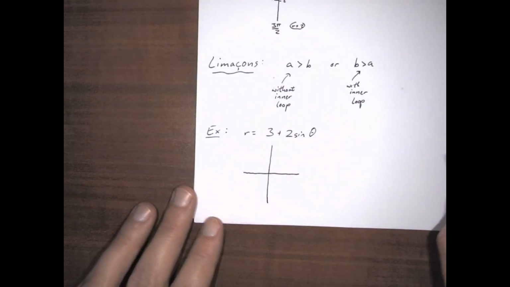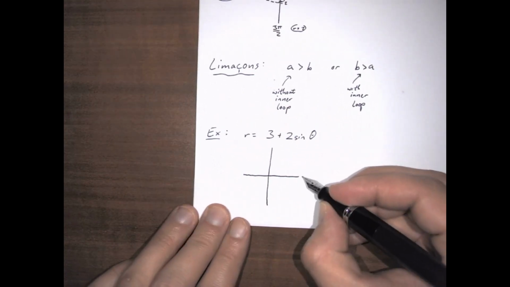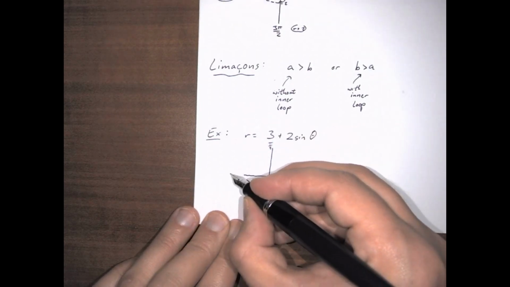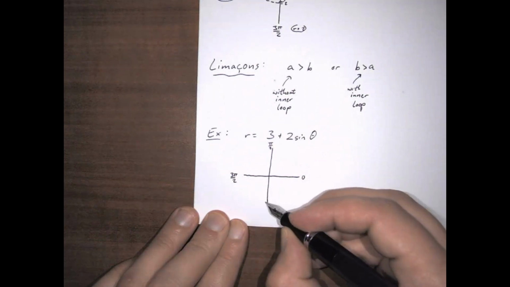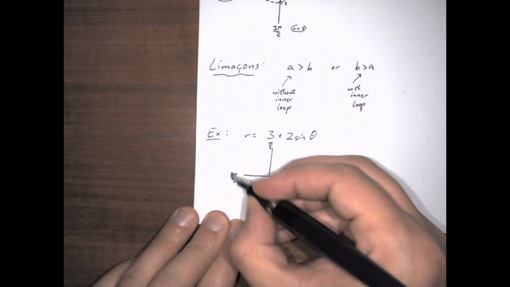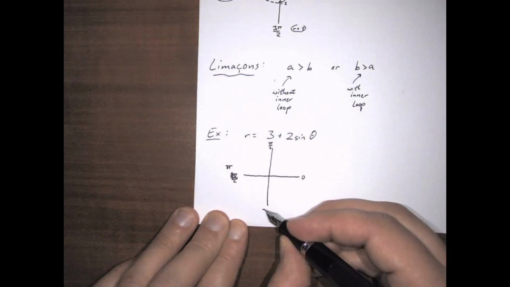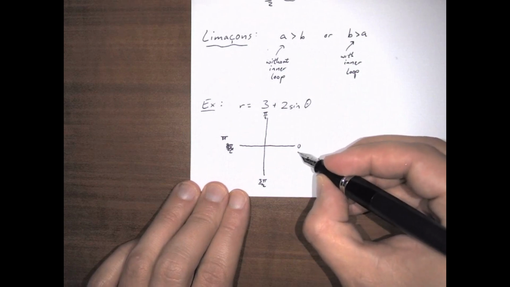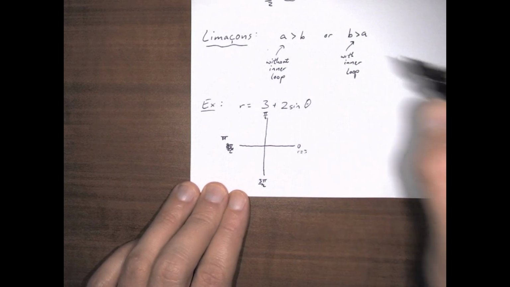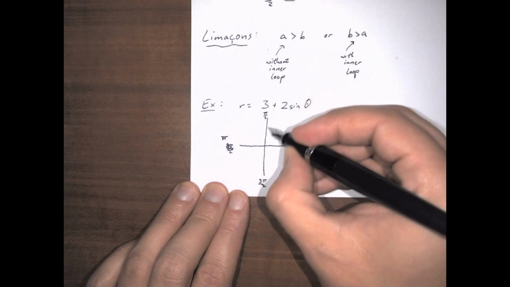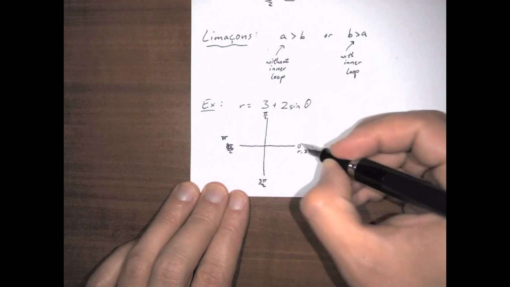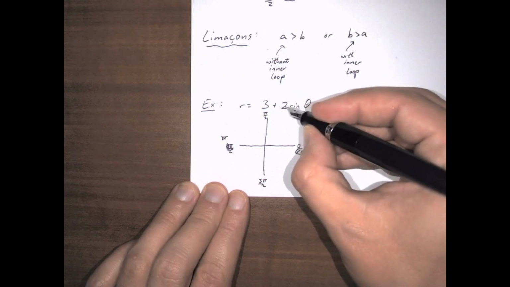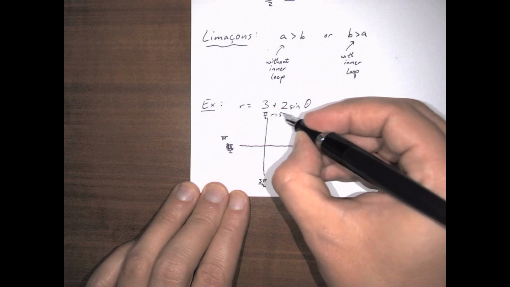So let's just think about what this is going to mean. So 0, pi over 2, pi, 3 pi over 2. And then let's just think about what the r's would be here. So the r here is 3. The r over here, we plug in theta equals pi over 2. That'll make sine equal 1, which will make this equal 2, which will make r equal 5.